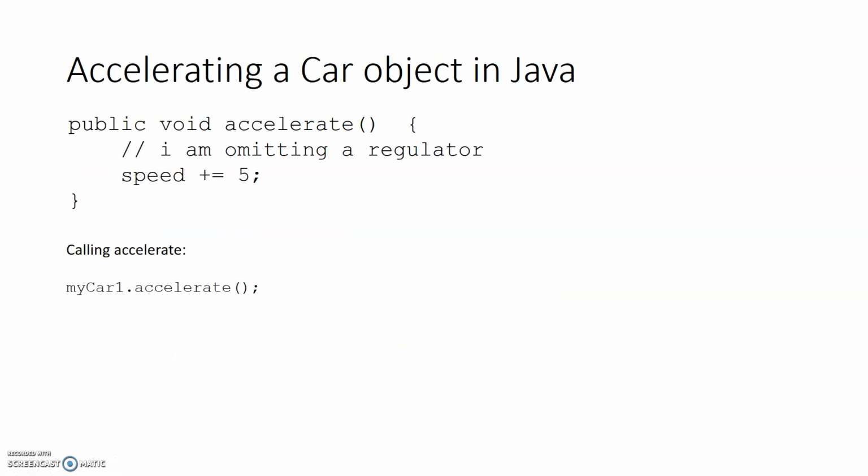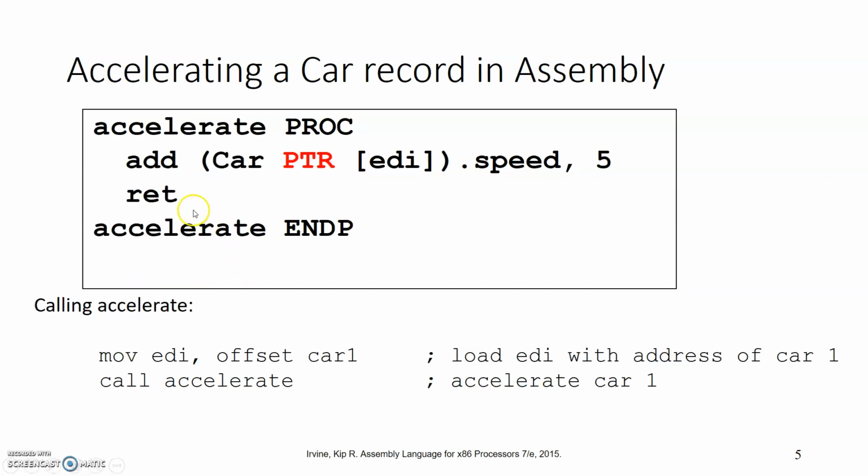In Java, if we were to accelerate a car, the class would actually have a method called accelerate. And then whatever was using it or referencing it would give the object name dot and then accelerate. Well, in assembly, now this procedure here expects EDI as being the address to a specific car. And if we look at the calling down here, EDI is going to be loaded with the offset of car1. So EDI is going to be pointing to car, and then accelerate is being called.